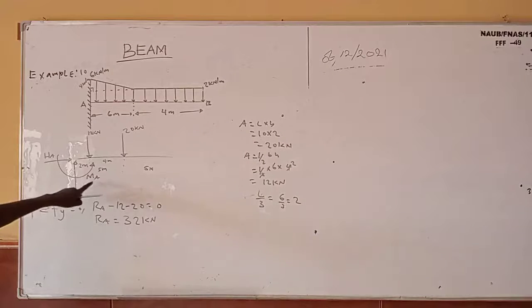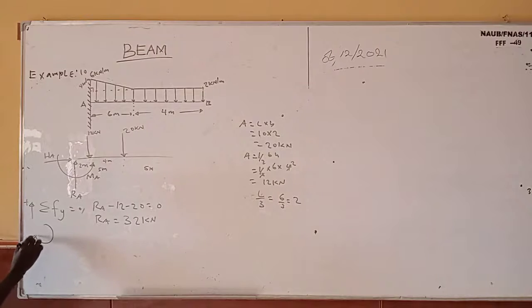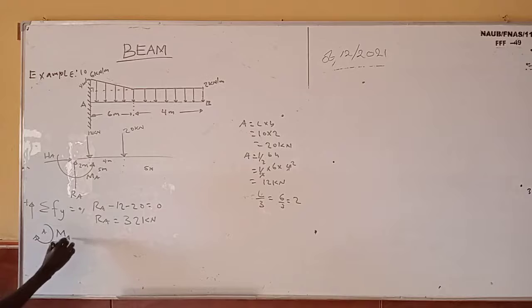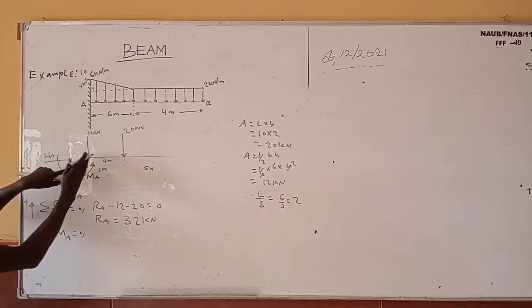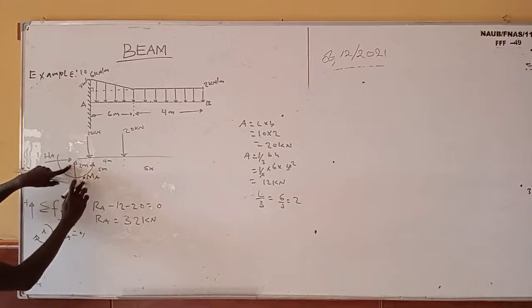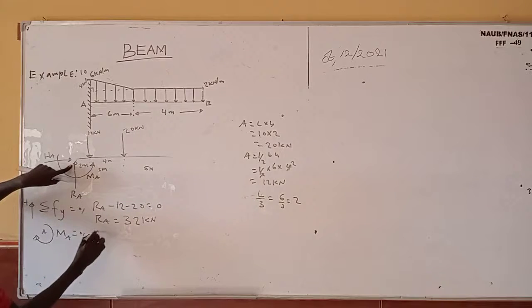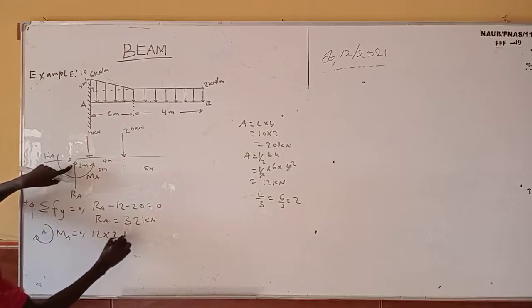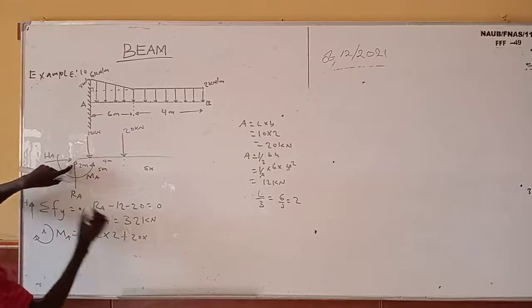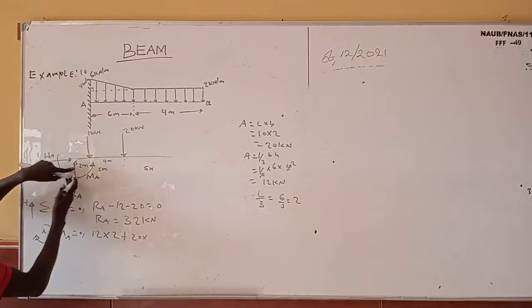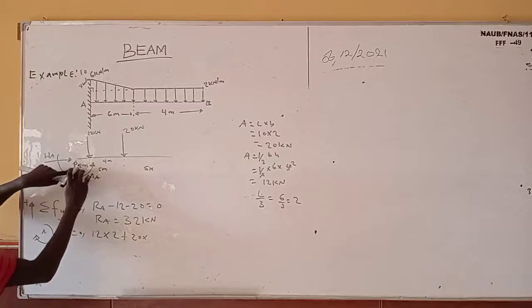So now the next thing is to find our MA. For us to find our MA, we take moment about what? About point A. So our moment about point A should be equal to 0. And when we are taking moment, we are going to have 2 forces and this moment. So let me take this part. If you take this, it's going to be what? Clockwise moment. So 12 times 2 plus 20 times 5.